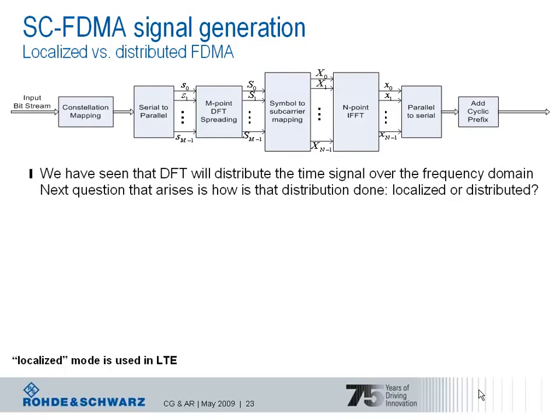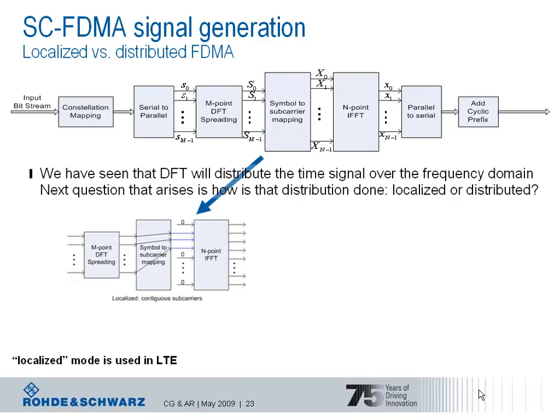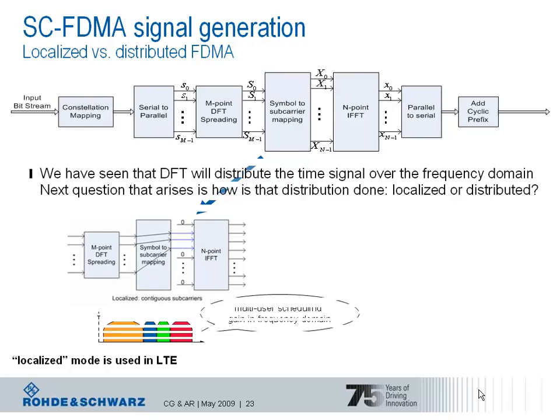Now the question that comes up is how the subcarrier mapping is realized in the uplink. There are two possibilities, each coming with one advantage. First, we have localized mapping. In localized mode, the modulation symbols are assigned to adjacent subcarriers as shown in the graph. As shown, this gives us the advantage of multi-user scheduling gain in the frequency domain. For localized subcarrier mapping, single carrier FDMA is named localized FDMA.